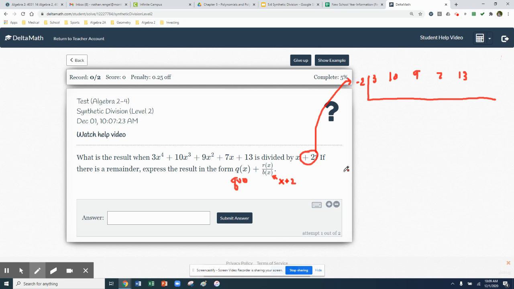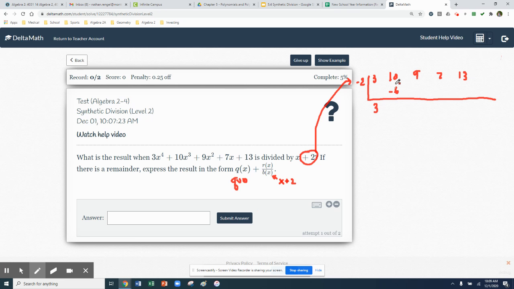So it's always going to be the value for x that would make your polynomial equal to 0. So x plus 2, set it equal to 0. That's going to be the number you divide by. So now we're ready to start our synthetic division. We'll drop down the 3.